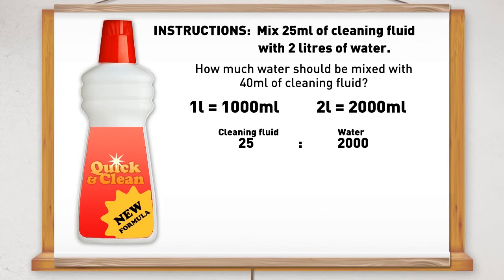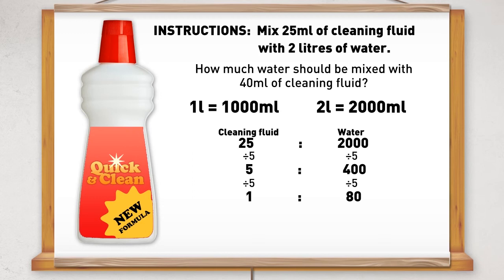We can now simplify the ratio. Both sides will divide by 5. 25 divided by 5 equals 5, and 2,000 divided by 5 equals 400. The ratio can be simplified further by dividing both sides by 5 again. 5 divided by 5 equals 1, and 400 divided by 5 equals 80. So the ratio of cleaning fluid to water in its simplest form is 1 to 80.